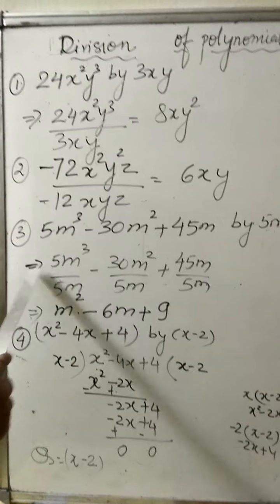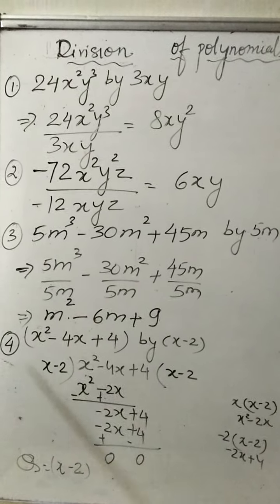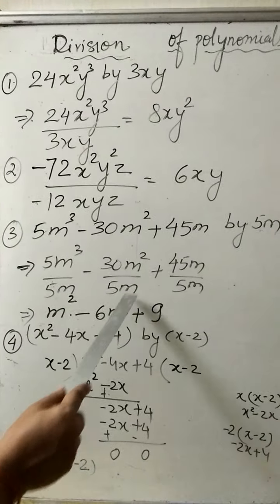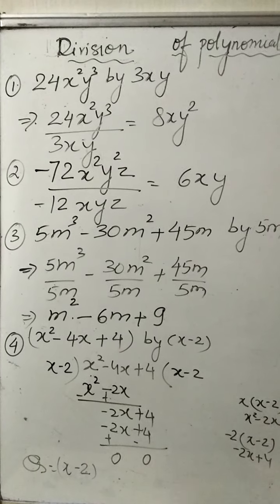Here you can see 5 gets cancelled, m and m will get cancelled, m square and 1m will get cancelled. 5 ones are 5, 5 6s are 30, 5 9s are 45, m cancel.